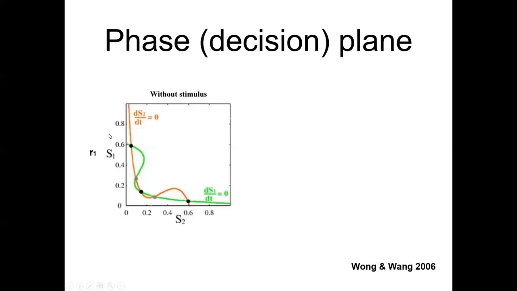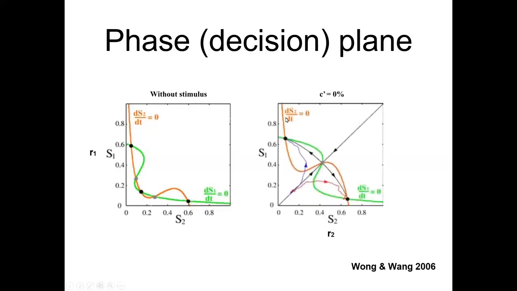And here we plot two lines on which ds2 over dt equals zero and ds1 over dt equals zero. So the crossing points between the two lines are the stable points in this decision phase. In other words, these are the attractors of this network. And in the very beginning, if there is no stimulus and the initial state of the network is here, because at this point both ds2 over dt and ds1 over dt are zero, the network is not going anywhere. And this is a stable point of the network.